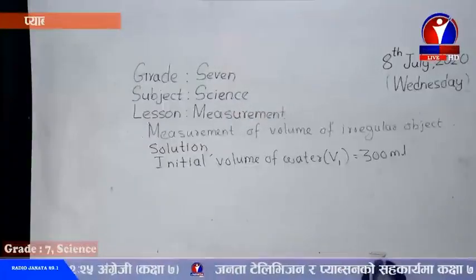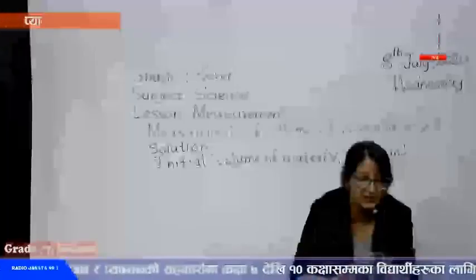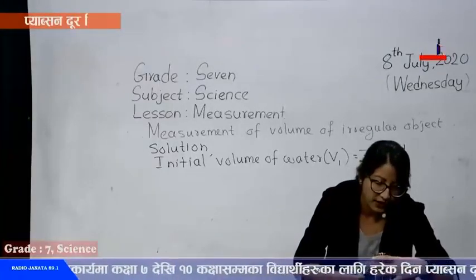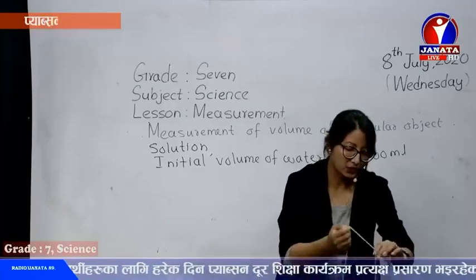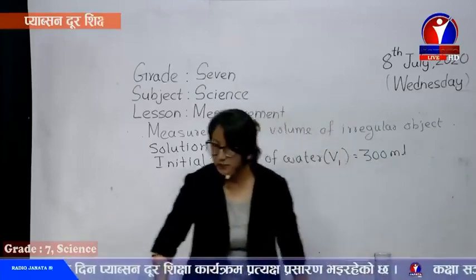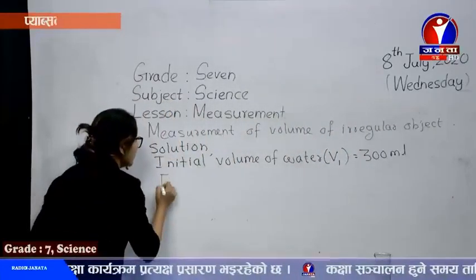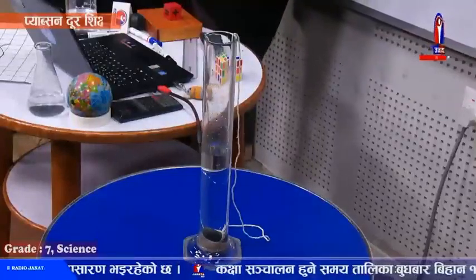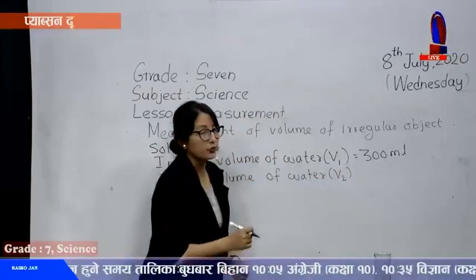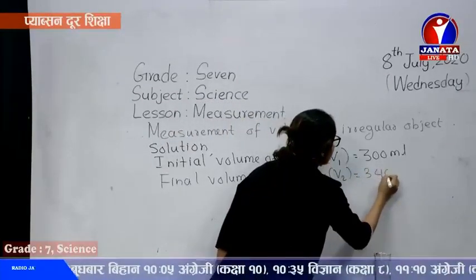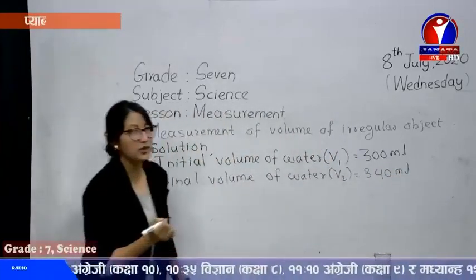It's exactly 310, 320, 330, 340. One, two, three, four lines. It has already crossed four lines. You can check over here, it's 340 ml. So our final volume of water after immersing the stone, we take as the final volume of water, or the volume of water after immersing the stone. So you can write it's 340 ml.